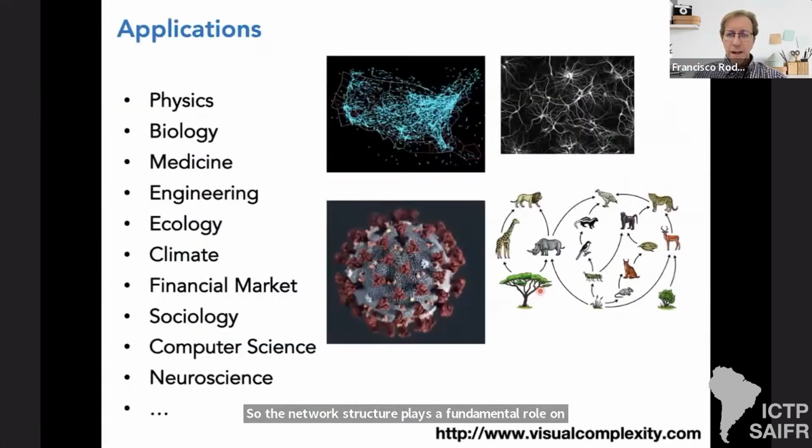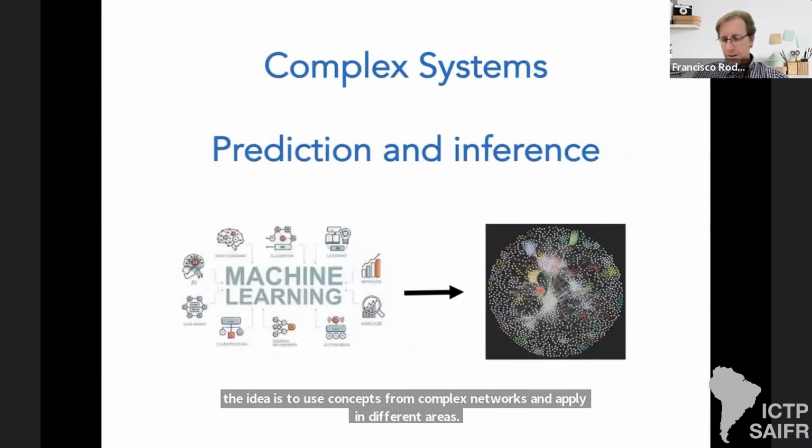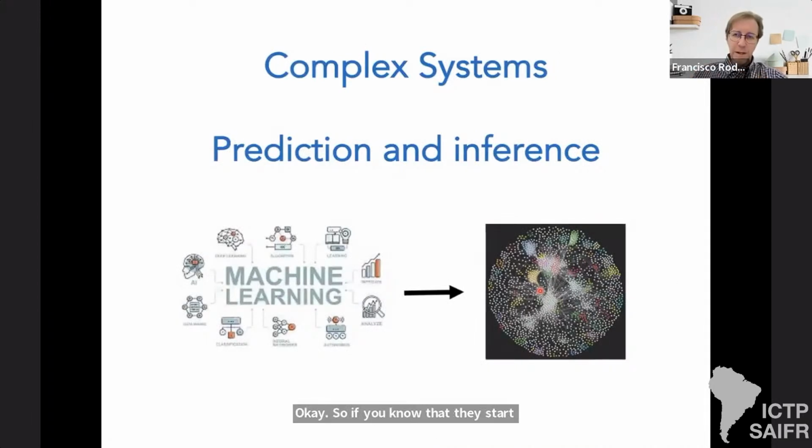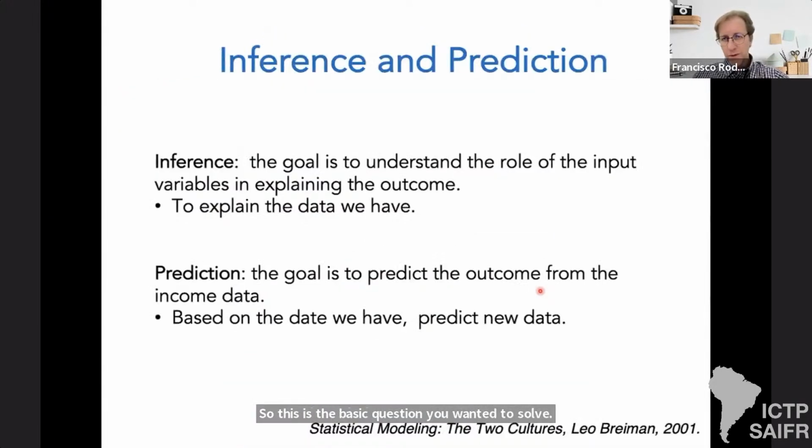At the end here we have some different applications. We have applications in physics, biology, and medicine, and the idea is to use concepts from complex networks and apply them in different areas. So if you know that the structure of the network influences the dynamical process, one important question is how we can predict and infer this influence in complex systems. By using different dynamical processes, we can study how to predict and perform the inference. So this is the basic question we wanted to solve, and we have two different tools here, two different tasks.